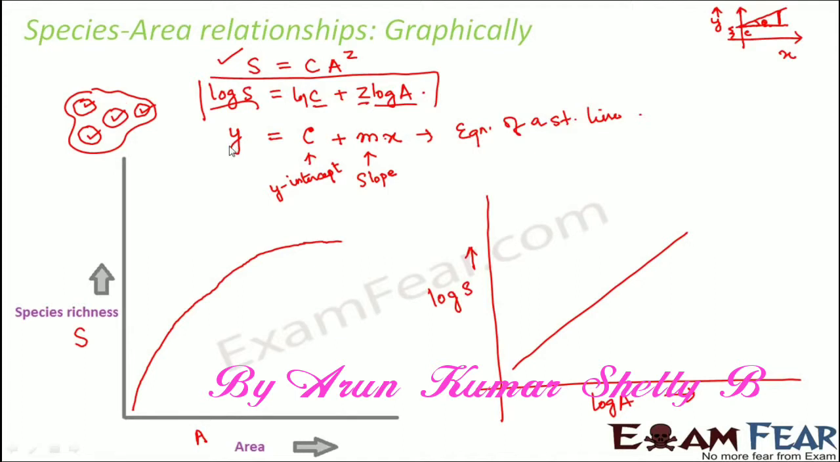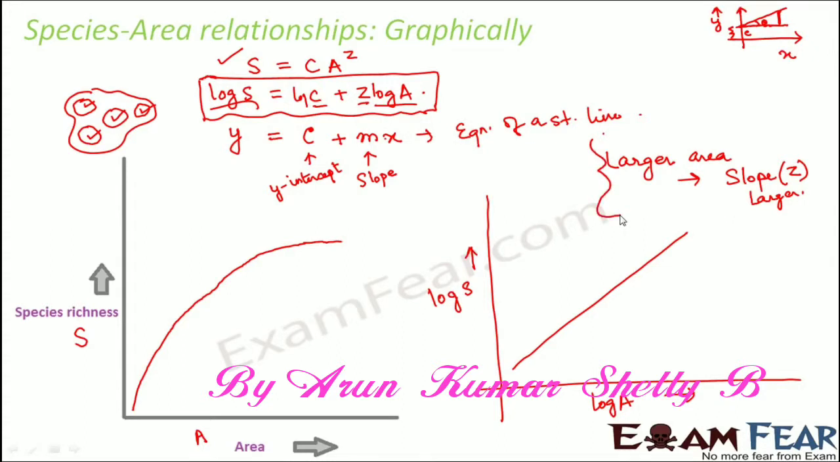The next observation was that this particular relationship can give you a lot of information about the relationship between the species richness and area of a particular area. It has been observed that for a larger area, the slope is larger. That means the value of the slope. So if you are trying to analyze the species area relationship of a larger area, the slope, and what is slope? Slope is nothing but the value of Z. So Z is going to be larger. So a larger area has got a larger value of Z.